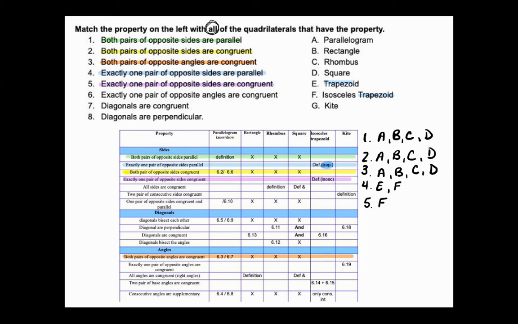Our next property is exactly one pair of opposite angles are congruent. So exactly one pair of opposite angles are congruent is identified as a property for the kite.